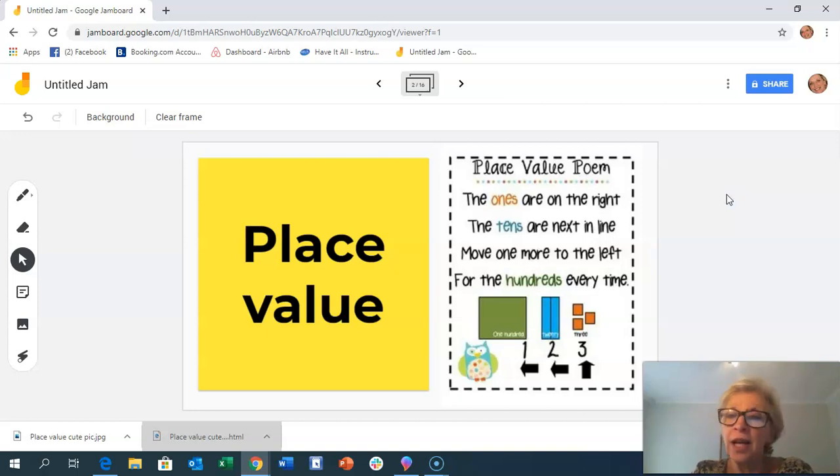All right, so here's quite a nice little place value poem. You might want to learn this off by heart, and you might even be able to teach it back to your classmates and your teacher when you get back to school sometime. So here's our place value poem. The ones are on the right. The tens are next in line. Move one more to the left for the hundreds every time. And there you can actually see there are the units and the tens and the hundreds there.